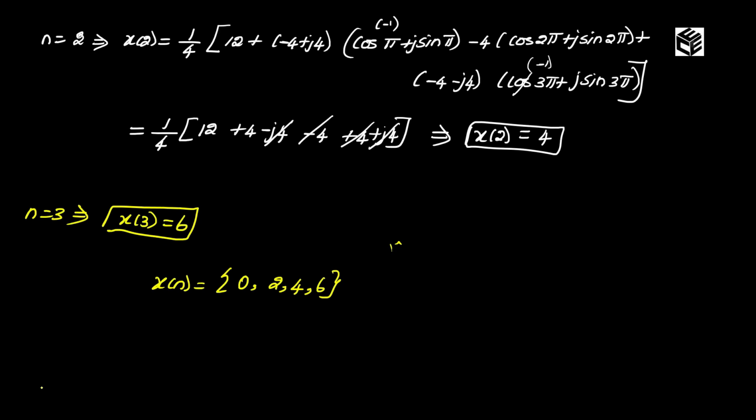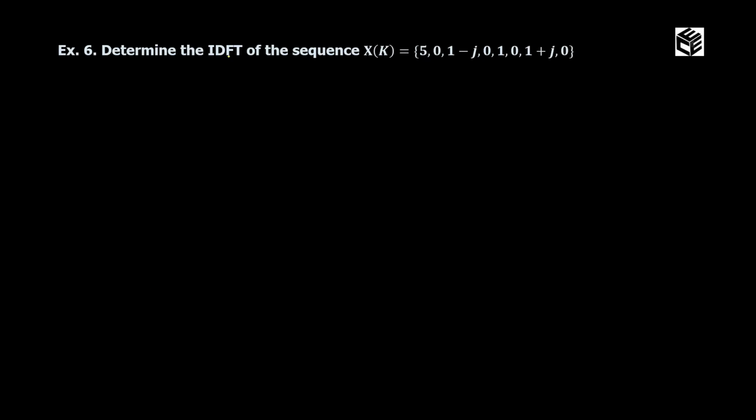Okay. Next question is, determine the IDFT of the sequence x of k is equal to 5, 0, 1 minus j, 0, 1, 0, 1 plus j, 0. So here 1, 2, 3, 4, 5, 6, 7, 8. We can see that n is equal to 8, right?